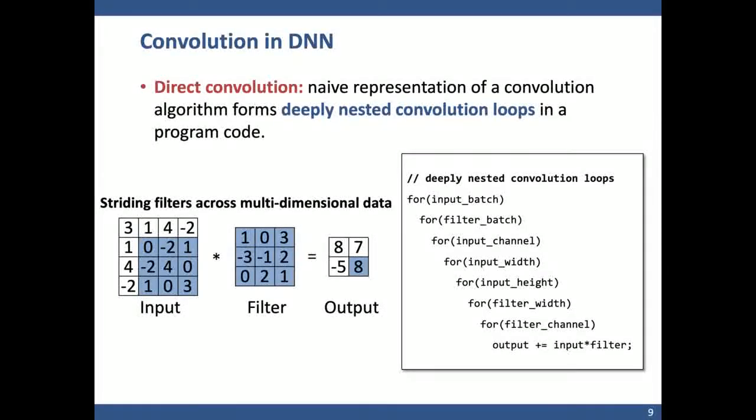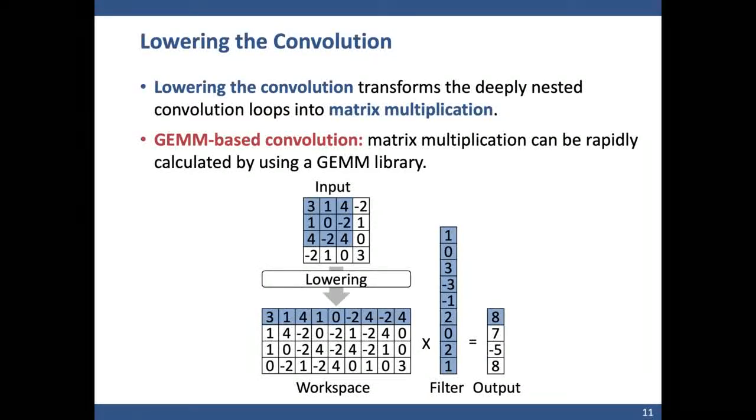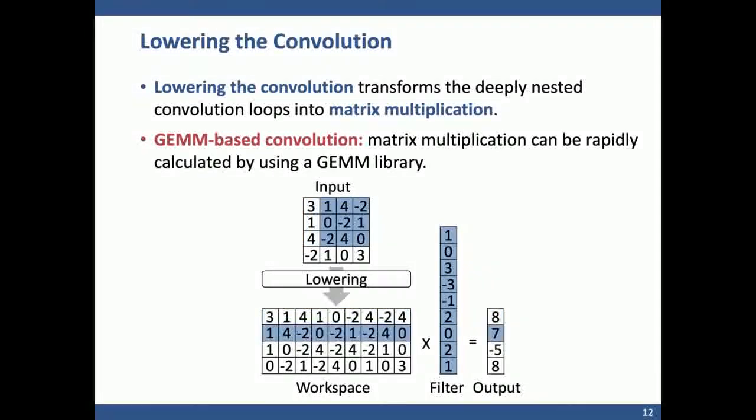Therefore, we call it direct convolution. In program code, direct convolution forms deeply nested loops across multidimensional data. Lowering the convolution transforms the deeply nested loops into matrix multiplication. Each overlapping region of the convolution filter is flattened into the workspace. Once the input is flattened, we can calculate the convolution as matrix multiplication.